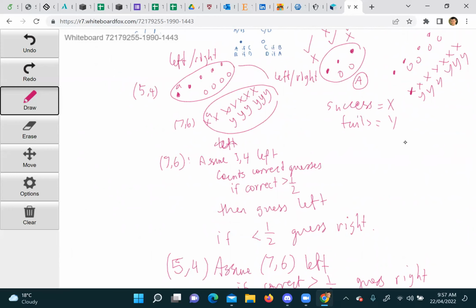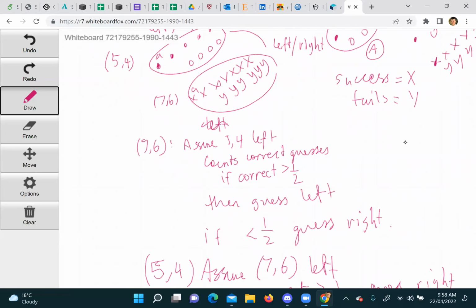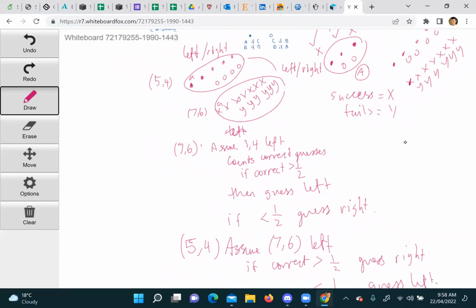Okay, so the whole point is you want to be right when the other person is wrong, yeah? As long as one of you is right, you're going to get at least half. So basically, 7-6 assumes the other people are doing the left strategy, yeah? He could assume right as well. It doesn't make a difference. And then if they guess half correct, he does something. It could be anything, so it's basically arbitrary, yeah?